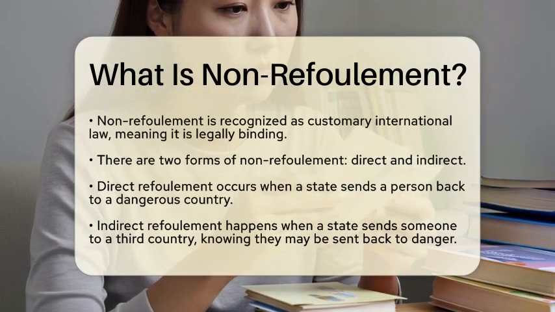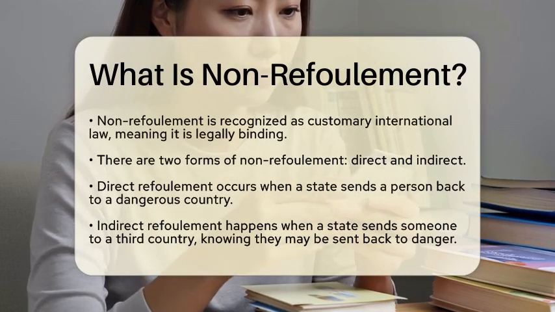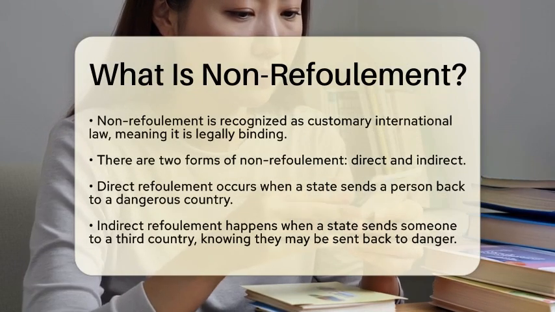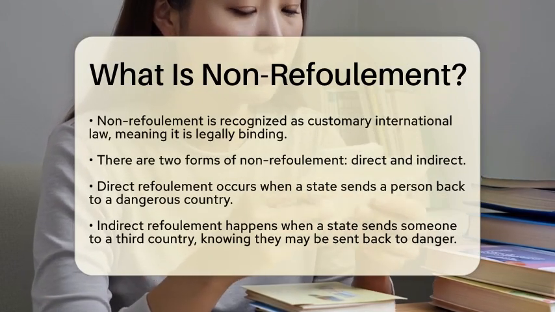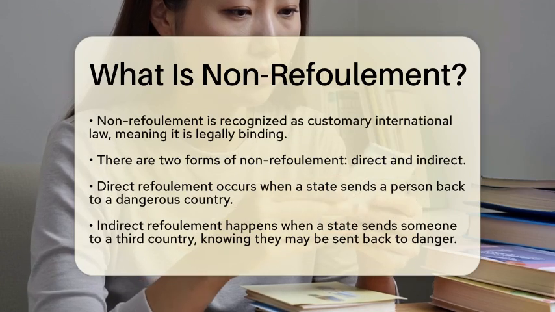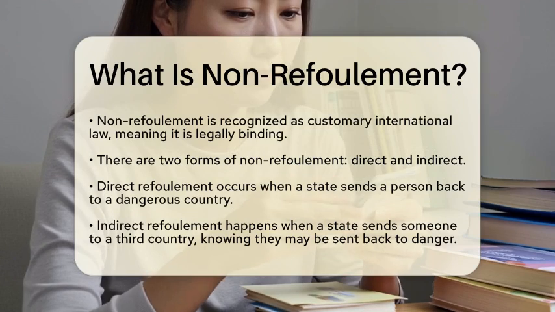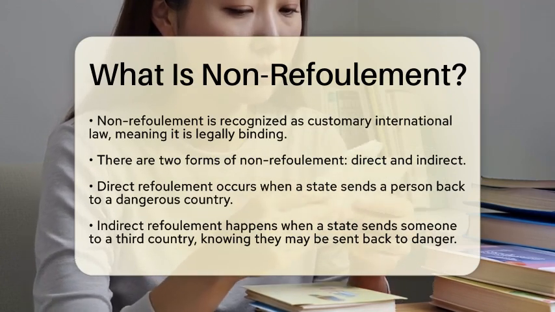The foundation of non-refoulement is found in Article 33(1) of the 1951 Refugee Convention. This convention is a cornerstone of international refugee protection. Non-refoulement is not just a guideline, it is recognized as customary international law. This means that no country can legally ignore this principle.